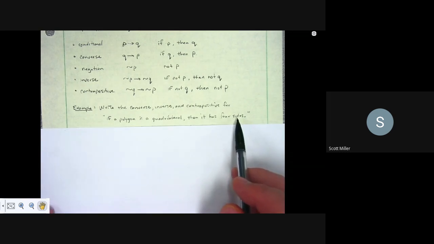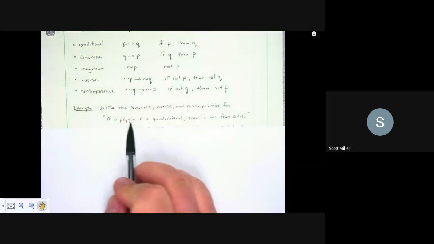So when you do these different things, you may need to put words in or rearrange the words so it makes grammatical sense. So don't just swap out stuff, but make sure it makes sense when you're reading it, okay? So this is the conditional statement. That's this part up here.